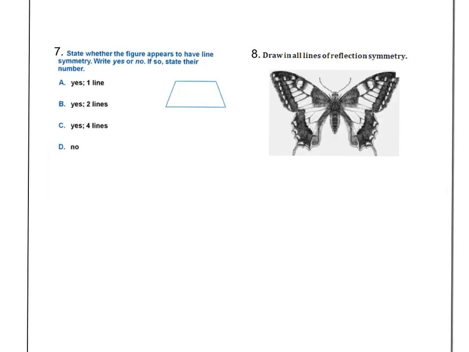Last two, pause the video, draw in all lines of symmetry, and for number 7, circle your answer. Number 7 is 1. This is a trapezoid and it could be folded down the middle, but that's it. And with the butterfly, also only one line of symmetry.